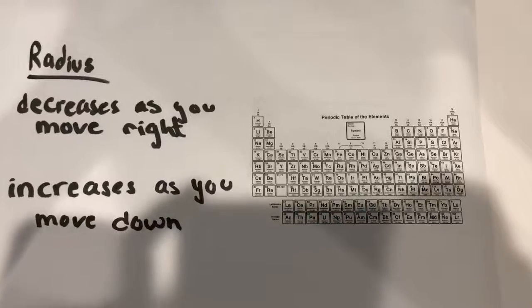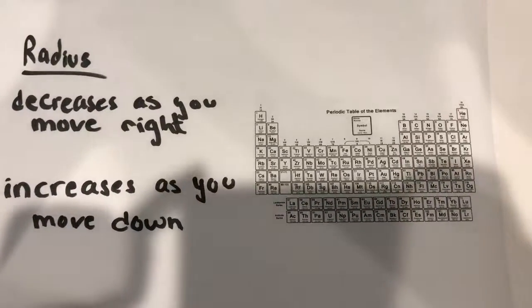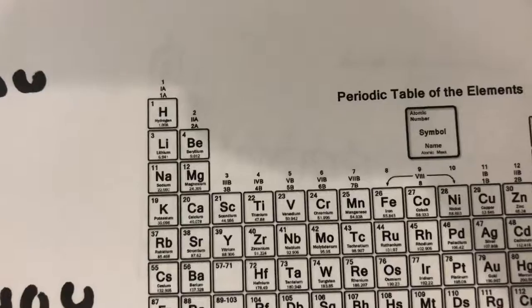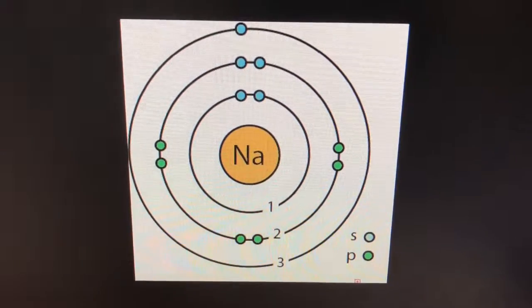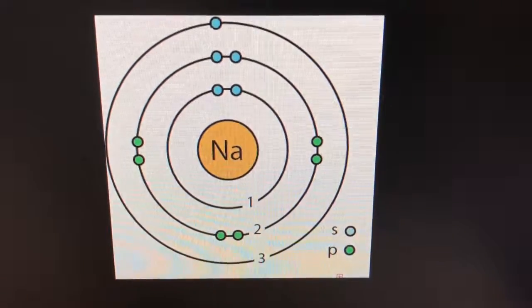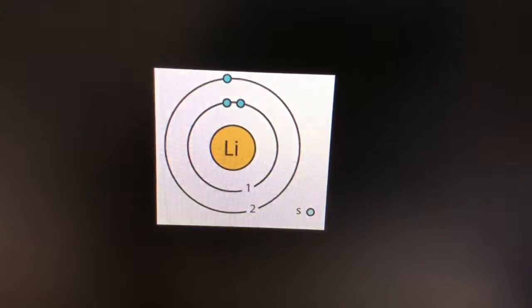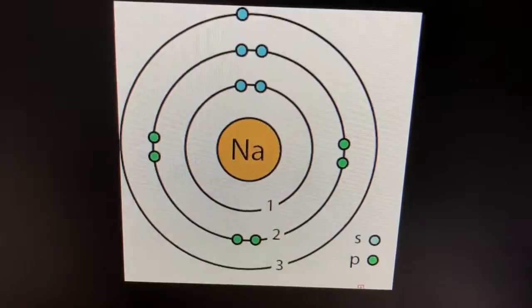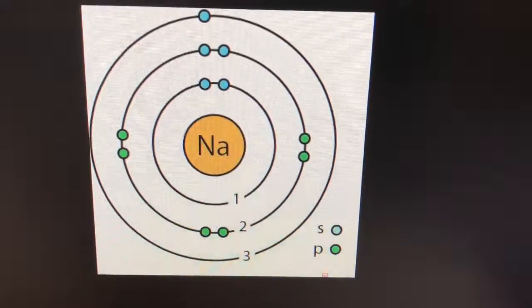Okay, if you look at the periodic table, you could tell that sodium has a bigger atomic radius than lithium because it's below it on the table. Here's why. Sodium is bigger because it has 1 more electron shell than lithium does. Sodium has 3 shells, while lithium only has 2. Because sodium has 1 more shell than lithium does, it makes the atomic radius greater.